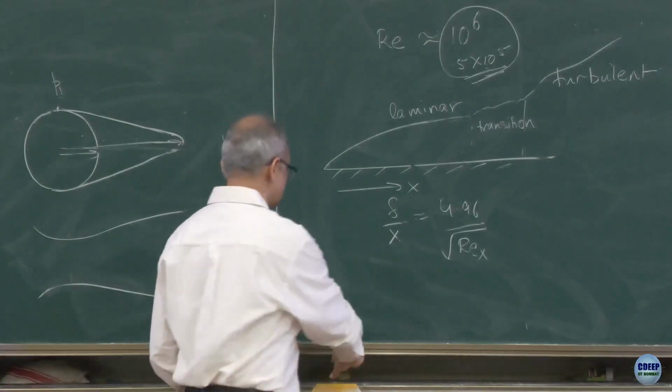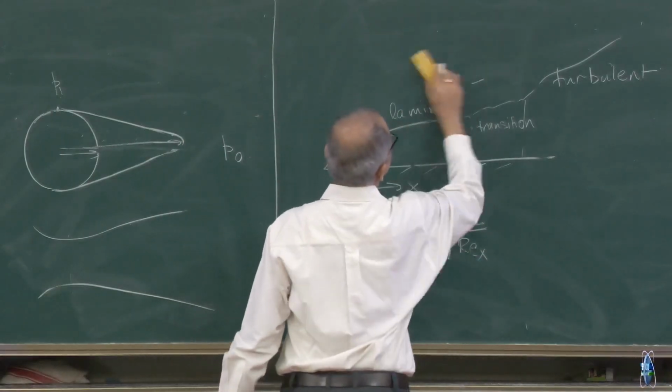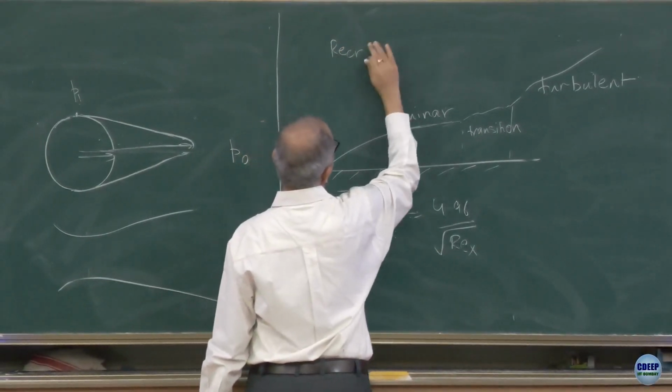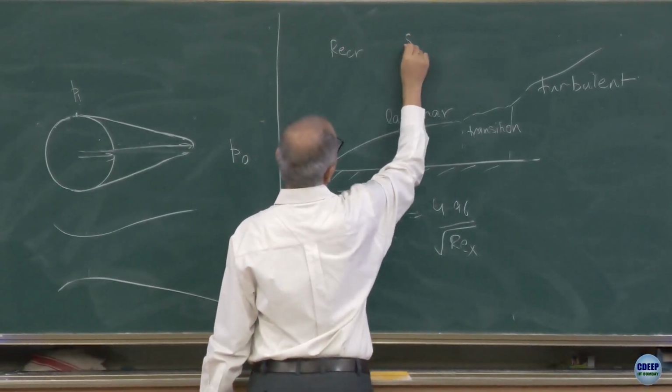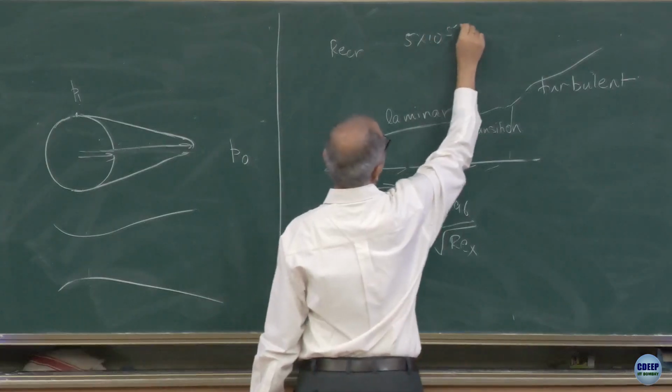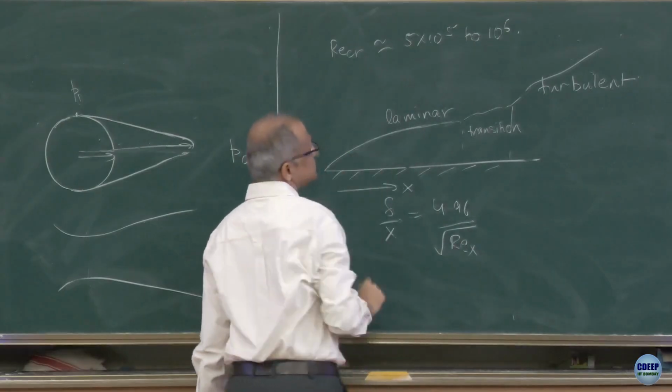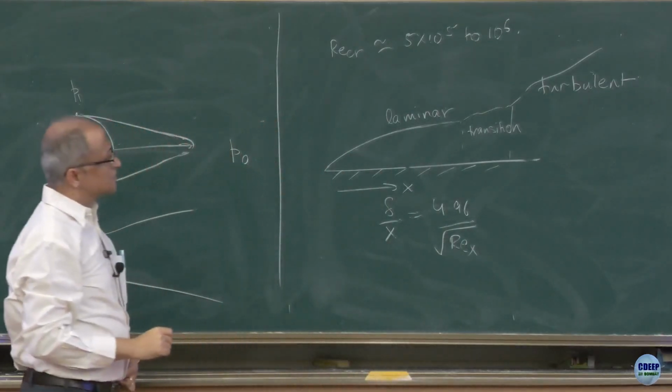Okay, so let me write it more carefully. The critical value of Reynolds number for transition would be somewhere between 5 into 10 to the power of 5 to 10 to the power of 6. Okay.